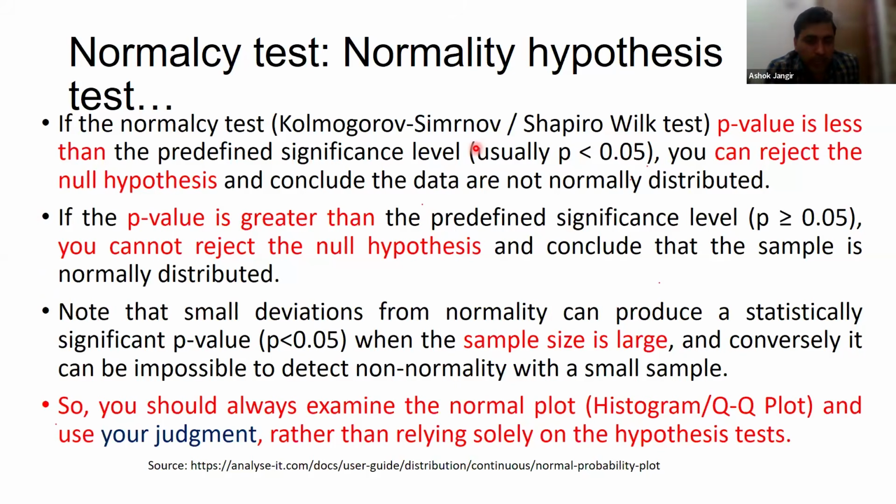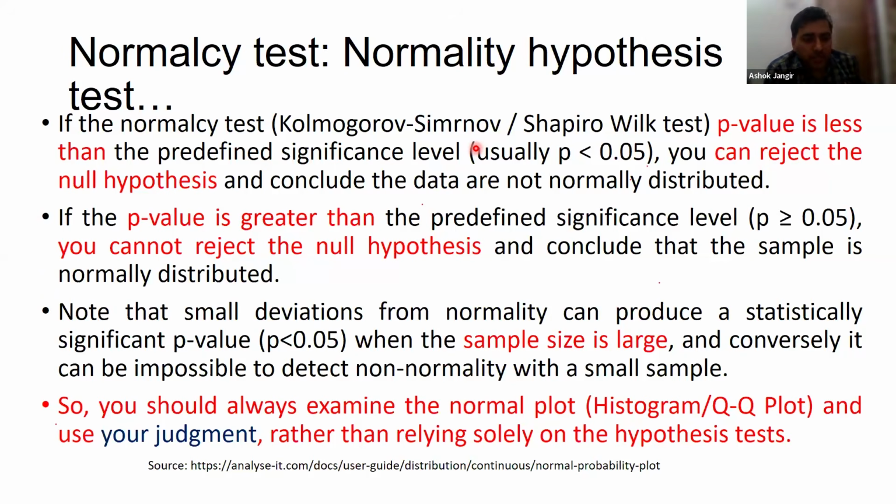But we also have to remember that a small deviation from normality can produce a statistically significant p-value when the sample size is more than 100, that is, when the sample size is large. Conversely, it can be impossible to detect non-normality with a small sample size, something like less than 10. So if the sample size is large enough, a small deviation can give a significant p-value, less than 0.05. And if the sample is less than 10, it is very difficult to get a p-value less than 0.05.